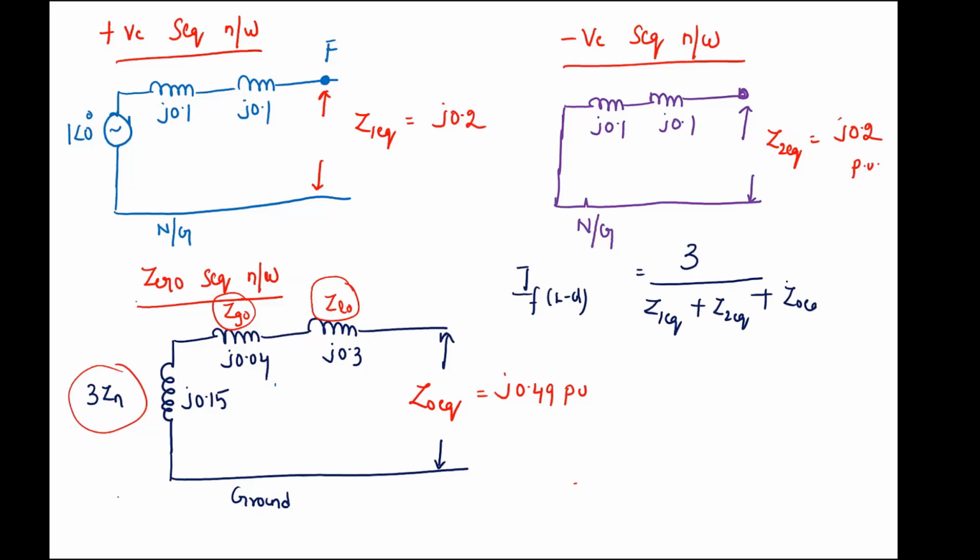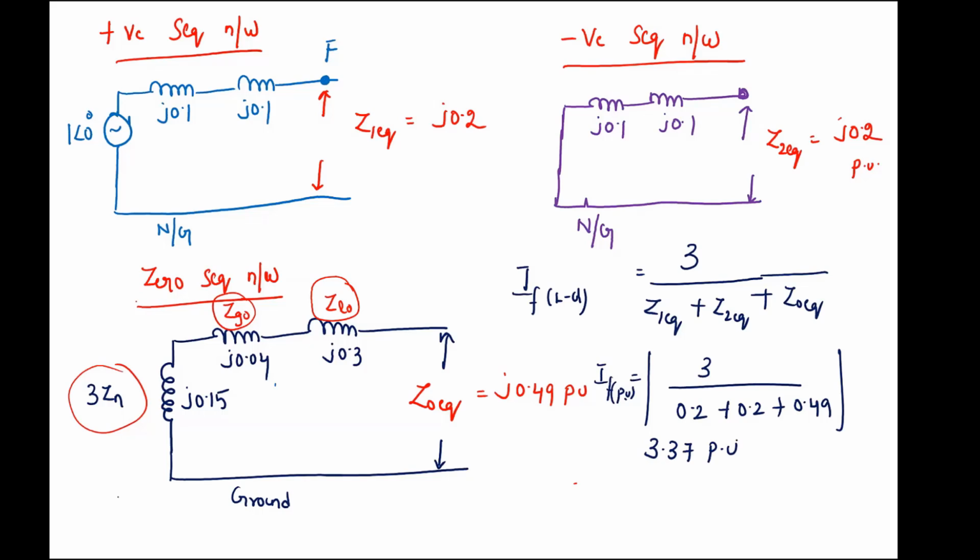For any fault point in an LG fault, we have to compute the Thevenin's equivalent impedances, which we have computed. So it is directly 3 divided by the sum of all three Thevenin's impedances. It will become 3 divided by, if I want only the magnitude, 0.2 plus 0.2 plus 0.49. If you compute this magnitude, the per unit fault current is 3.37 per unit. Your IF per unit is 3.37 per unit.